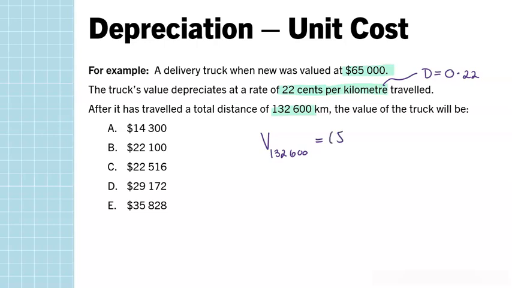Initial value, 65,000, subtracting our value of D, 0.22, times the kilometres, 132,600. And that will give us a value here of 35,828. So being E as our answer.